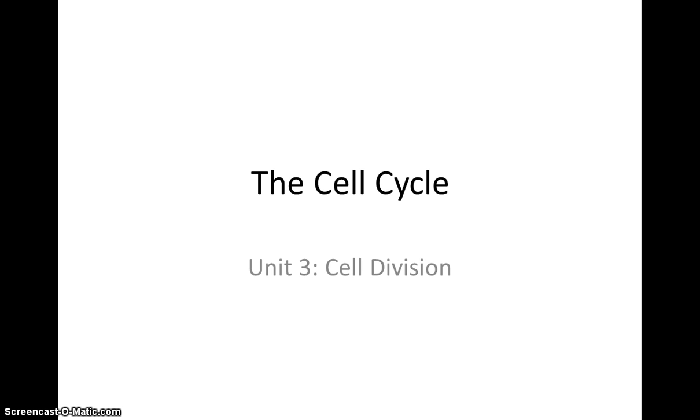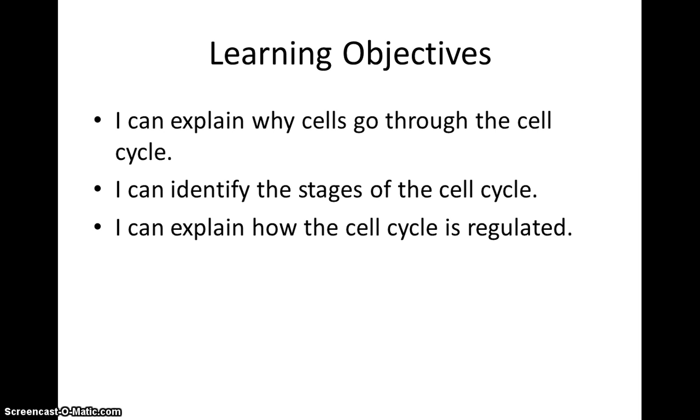We're also going to be talking about how this relates overall to cell division, which is just our overall new unit. We have 3 learning objectives for this lesson. The first is to explain why cells actually go through the cell cycle. The second is to be able to identify all the stages in the cell cycle, and finally to explain how this is regulated, the cell cycle.